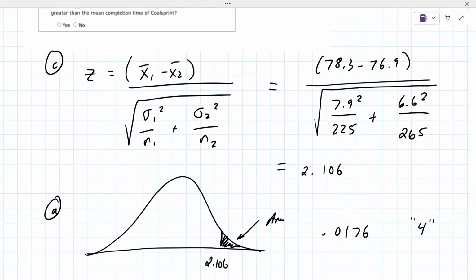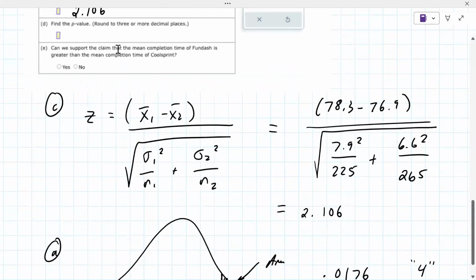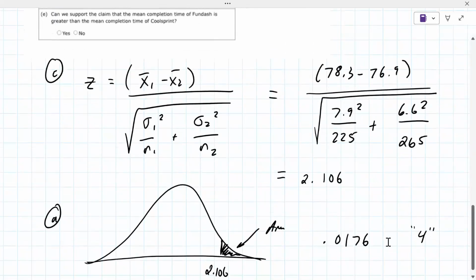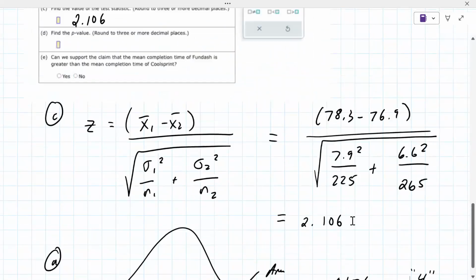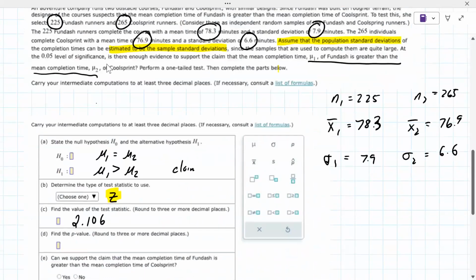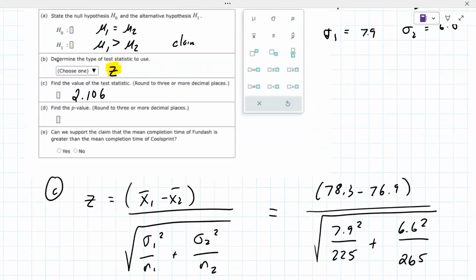And then can we support the claim? You're trying to decide here, is the p-value less than the alpha? The alpha is 0.05. So since 0.0176 is less than 0.05, you reject H0 and you support the claim. So yes, we can.